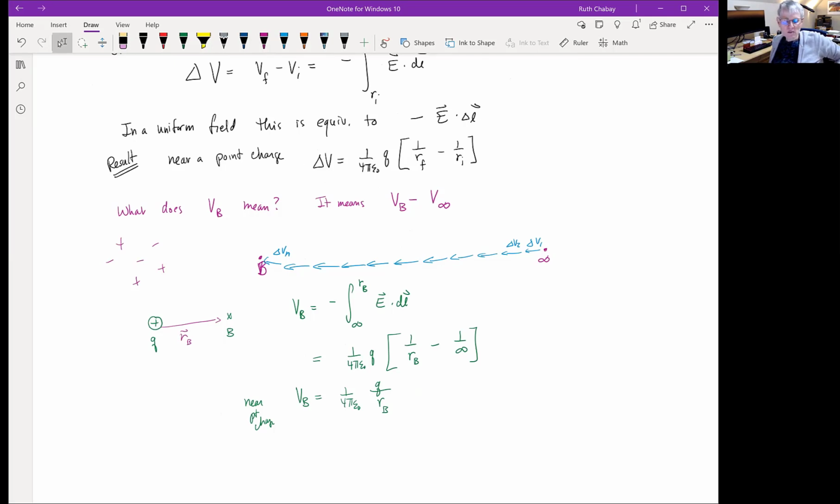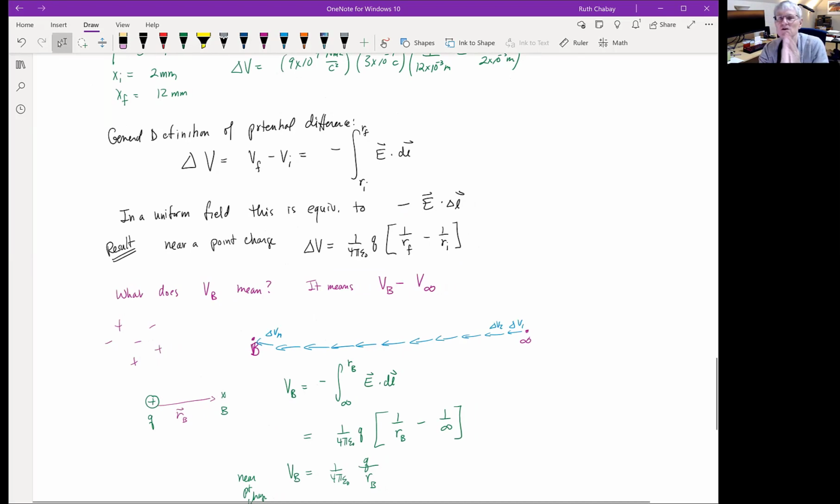Okay, so we're going to apply this in recitation this afternoon. What I'd like you to talk about in chat is something about the signs of potential differences, because that's come up as a confusing thing. So tell me what you understand about how you can predict the sign of a potential difference, or what you're confused about regarding signs of potential differences.